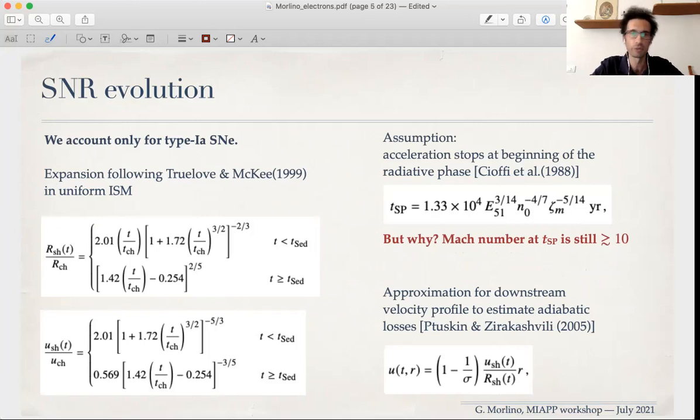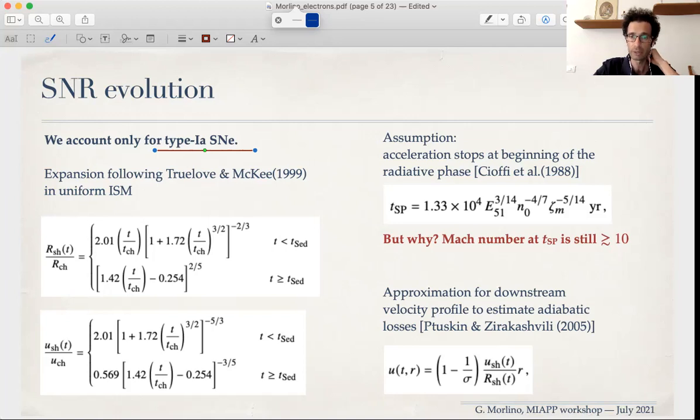For example, first of all, we will account only for type Ia supernovae that evolve in an unperturbed medium, and we will do an analytic calculation. So we will account for the expansion following the Truelove-McKee equations in a uniform medium with a uniform magnetic field. You see those are the equations for the evolution of the shock radius and the shock speed.